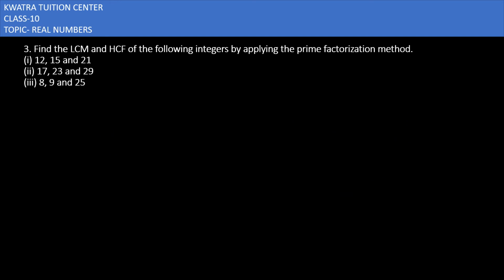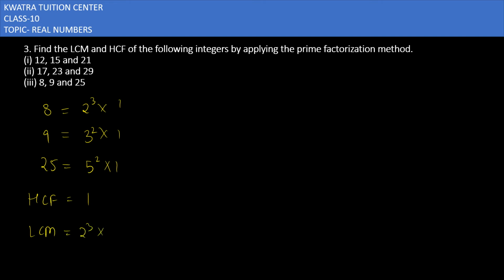Now moving to the third part. In the third part what is given to you? 8, 9 and 25. So we know 8 can be written as 2 cube, 9 can be written as 3 square, and 25 can be written as 5 square. So HCF in this case will be 1 only. How much will the LCM be? All the numbers we have. 2 raised to power 3, 3 raised to power 2, 5 raised to power 2. Just multiply these all, you will get the LCM as 1800. So yes, this is the answer for the third one.